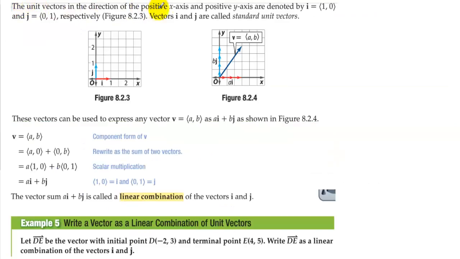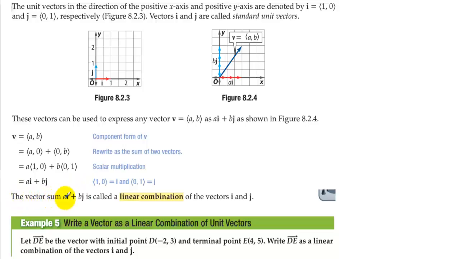The unit vectors in the direction of the positive x-axis and positive y-axis are denoted by i and j. So i would be a vector with 1 unit that goes perfectly horizontal along the x-axis, and j goes along the y-axis, and it would be denoted as 0, 1. Now both of these vectors would be 1 unit long, respectively. Vectors i and j are called the standard unit vectors, and they're called the unit because they're 1 unit long. These vectors can be used to express any vector v equals a, b as a i plus b times j, as shown in figure 8.2.4. So the vector a, b can be written as a i plus b times j.